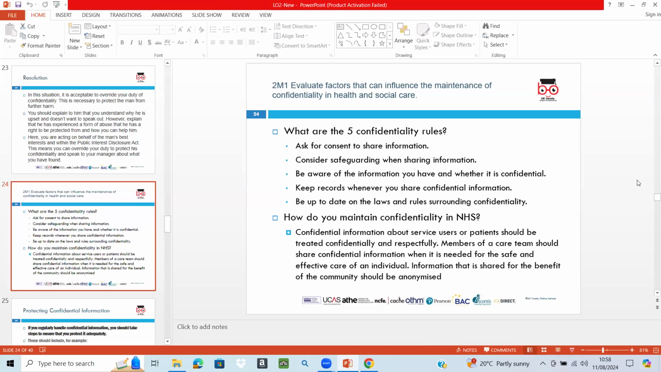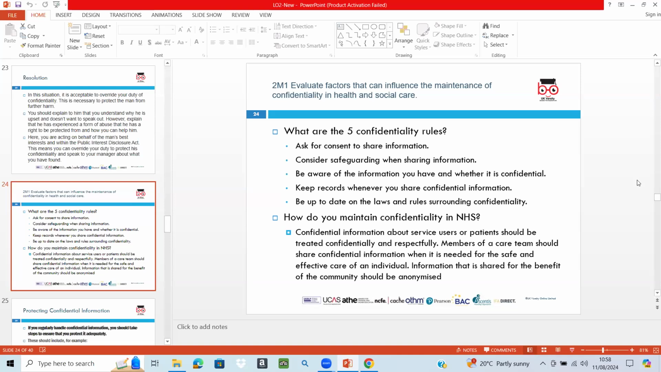Then we have consider safeguarding when sharing information. Safeguarding concerns may require the sharing of information without consent. For example, if there is a concern that a service user is being abused or neglected, healthcare providers may need to share information with social services to protect the service user, even if the service user has not given consent.